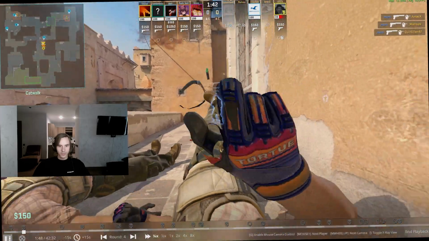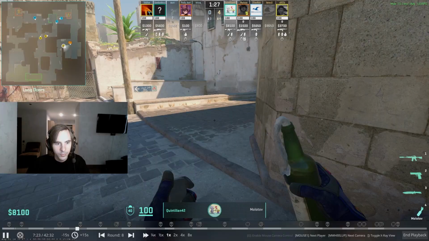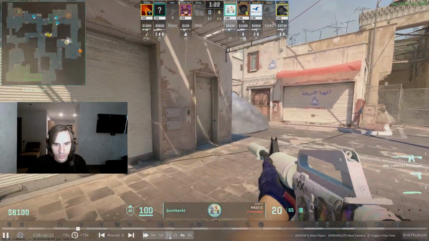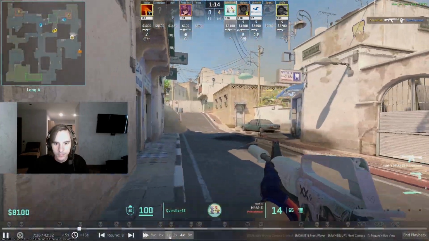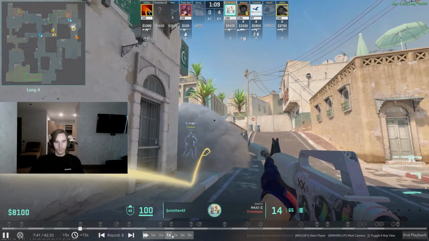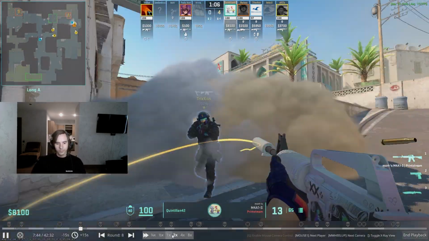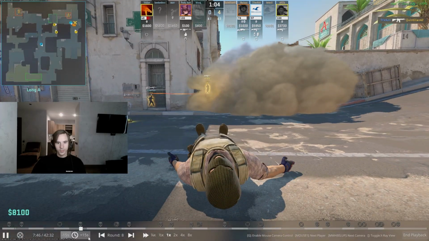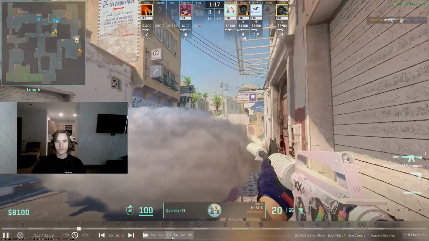Yeah, crosshair placement. Nice. You put pressure A, molly car. Nice. This is good. Going up long. Oh yeah. Okay, let's see why we don't get this kill.